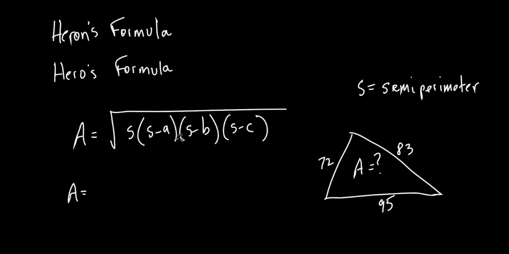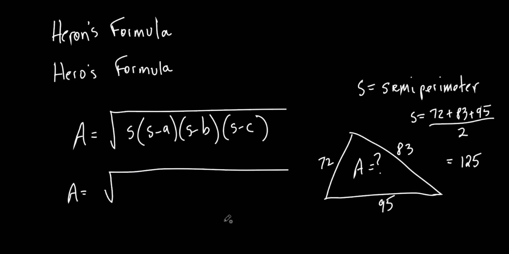You could try this formula with the other problem that we did and see if you can get the same thing. Semi-perimeter, what is that? It's half of the perimeter. So what is the semi-perimeter of this thing? Well, it's 72 plus 83 plus 95. That's the whole entire perimeter, but then what do we do to that? Divide it by 2. And so the semi-perimeter, if you do the math, is 125. So it's 125 all around the whole thing. Now it's super easy. S is 125.